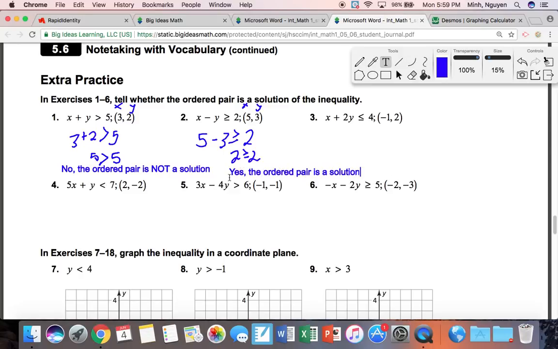That's it. You just go through this whole thing. You substitute whatever number it tells you to substitute for x and y, and you say whether or not it's true. If it's true, then it's a solution. If it's not true, then it's not a solution. So -1 plus 2 times 2 is less than or equal to 4. -1 plus 4 is less than or equal to 4. 3 is less than or equal to 4. Yes, so this is a solution. So you guys can go ahead and do the rest of those.